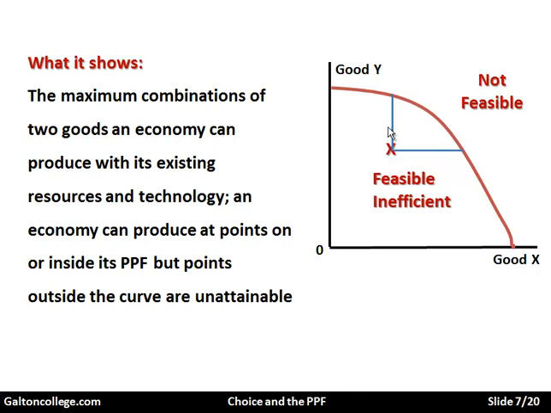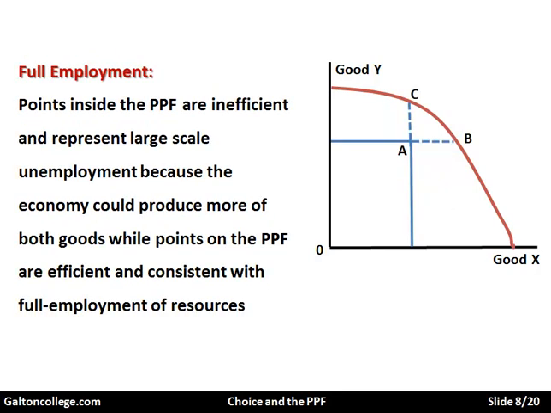If we put the cursor back on the screen, anywhere inside this little area here is more efficient than X. X is inefficient. So it could, for example, with the given amount of Y, produce more X. Just simply move over here. It has the resources to do it. Or with the given amount of X, have more Y, or anywhere in here. So points inside the production possibility frontier are inefficient and represent, for example, large scale unemployment, because the economy could produce more of both goods, while points on the PPF are efficient and consistent with, let's say, full employment of resources. The resources are fully and effectively employed. So anywhere inside is inefficient.